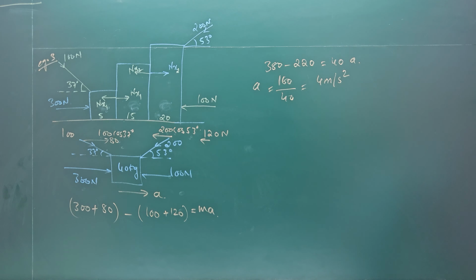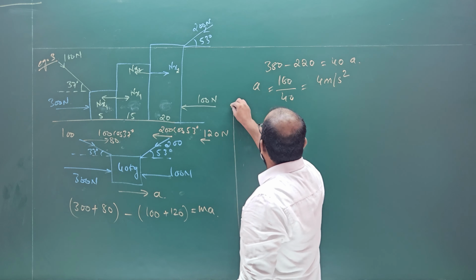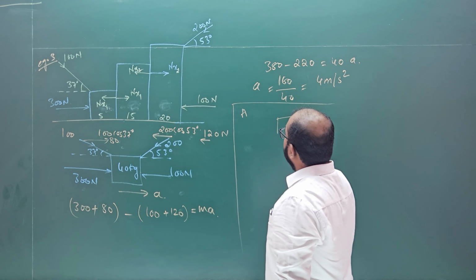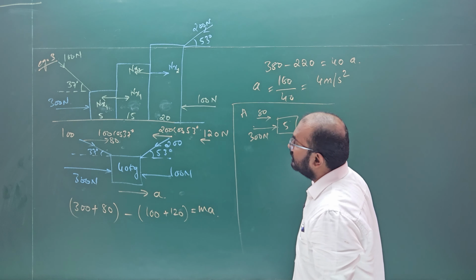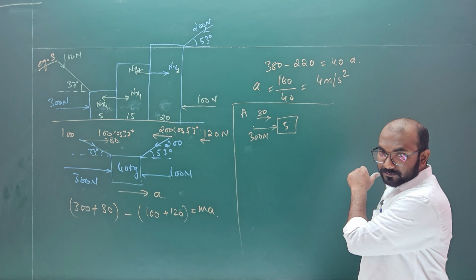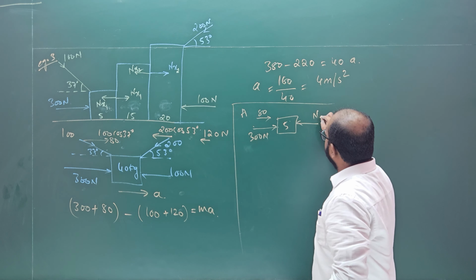Your wish. Now, let's say if I write the FBD of body A, the mass of body A is 5 kg. In this direction, 300 Newton is acting, and one more force is acting in this direction, that is 80 Newton. We need the normal on this side. So 80 Newton is acting in this direction. Okay, the body is going in this direction. That means NX1 will be acting in this direction.